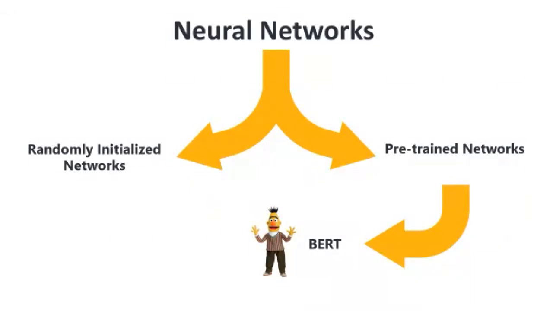Now, the term neural networks can be considered as a generalization, especially in NLP, since these days they can be broadly classified into two categories, namely randomly initialized and pre-trained networks. In this work, we focus on the pre-trained BERT architecture, which was released by Google in 2018.